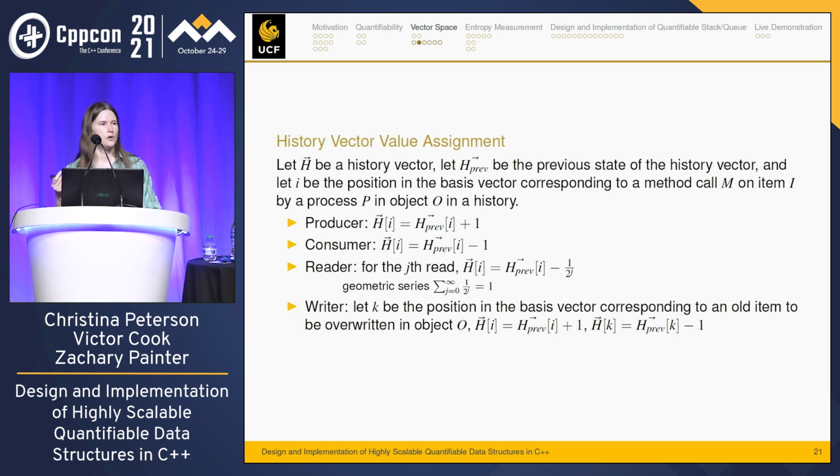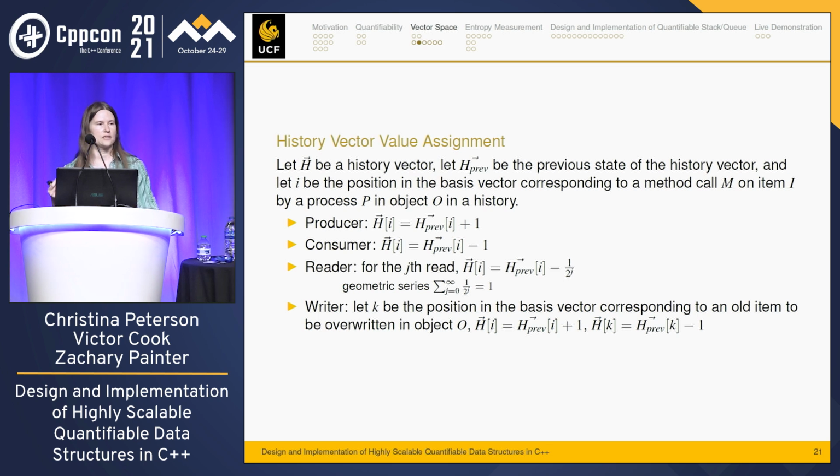So if we add that to our producers, then as long as the item exists, we should be greater than or equal to 0. Now for the writers, the writer will produce an item, and that's going to overwrite some old item. And so for the produce part of that method, we're going to add 1 to that position in the basis vector. And then for the consume, we're going to subtract 1 in that position for the basis vector.